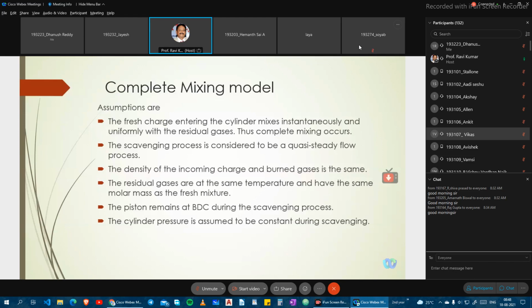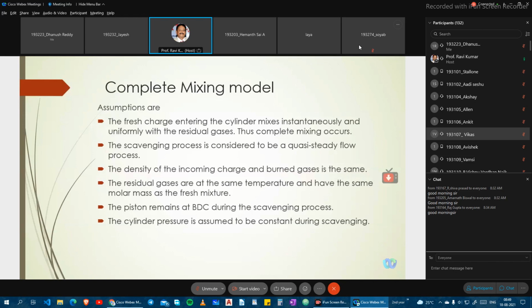The piston remains at BDC during the scavenging process, because once the combustion has happened, the piston will be going down to the bottom dead center. Again, if you push it, it goes up for relieving the exhaust gases from inside the cylinder. And the cylinder pressure is assumed to be constant during the scavenging process.